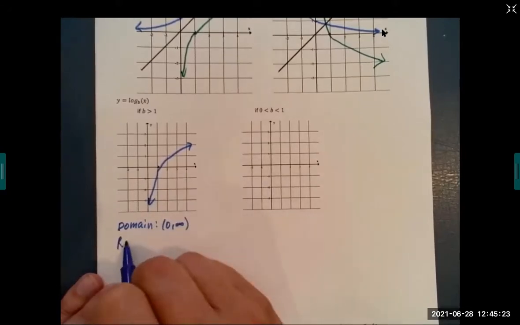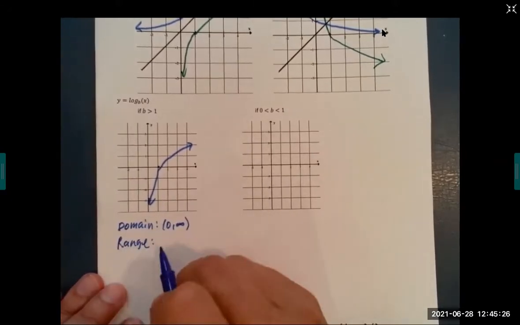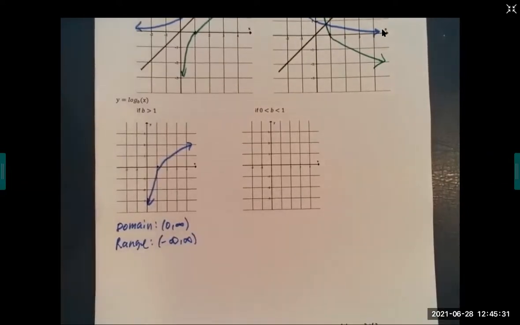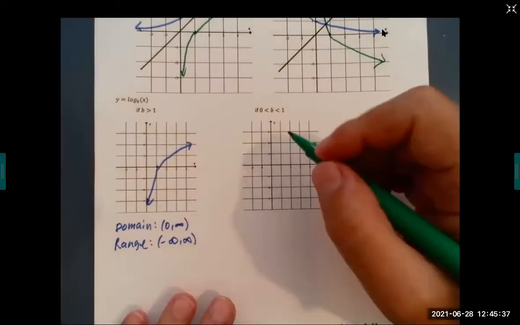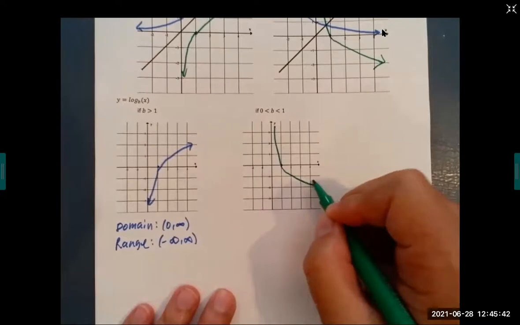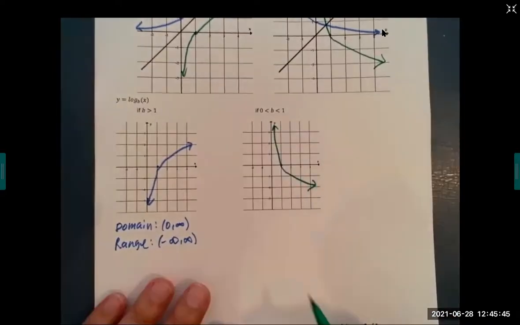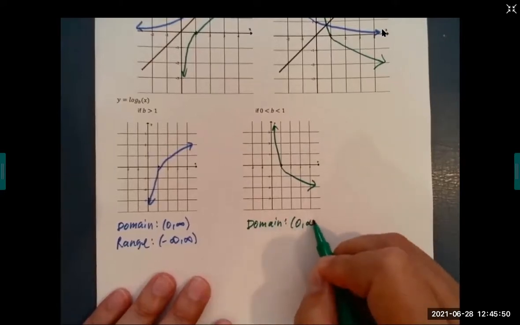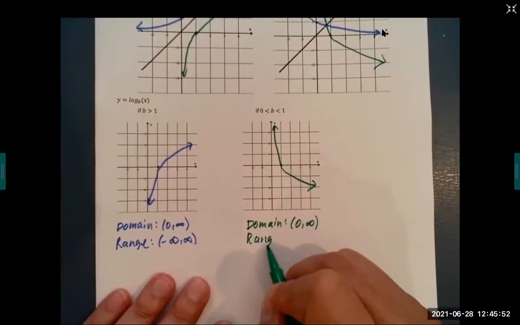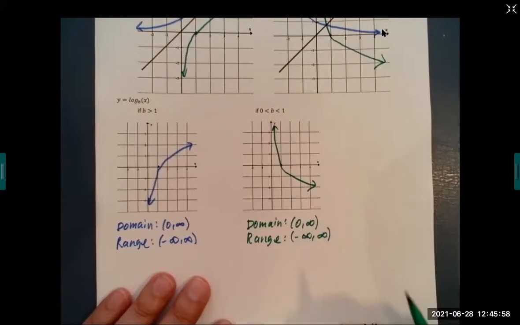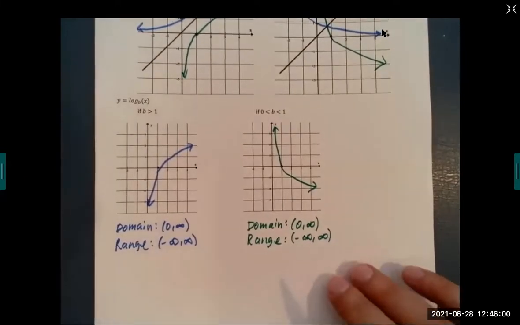The range is negative infinity to infinity. Now, if we draw the green one from above, this is going to cross here, asymptotic there. The domain and range are still the same. And you'll note that they're exactly the opposite for exponential functions.